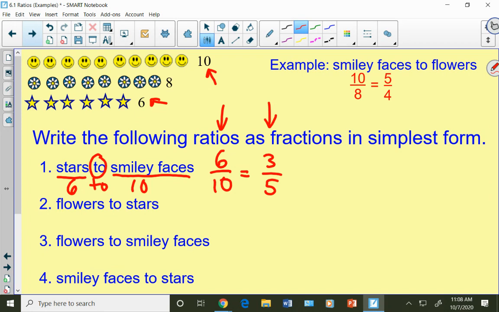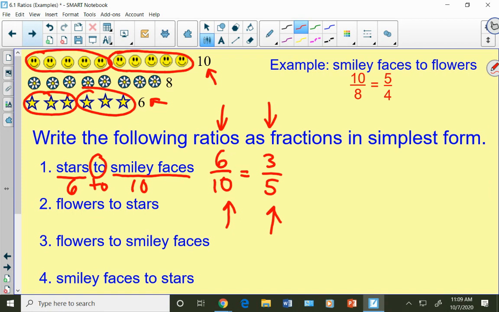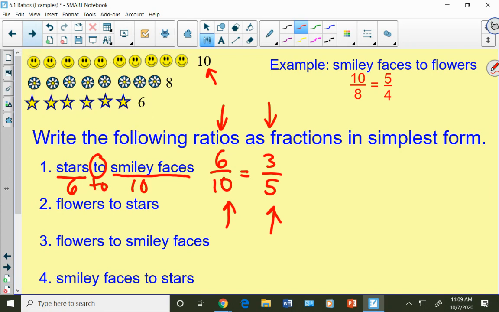Now, in that same example up above, let's think about it. For every 6 stars, there's 10 smiley faces. Well, what about this? For every 3 stars, there should be 5 smiley faces. And there are. So that's equal. That's an equal ratio. Very good. All right, let's try another.